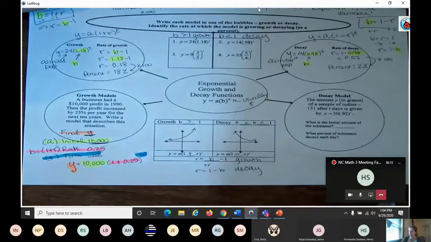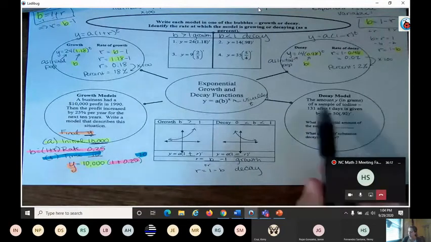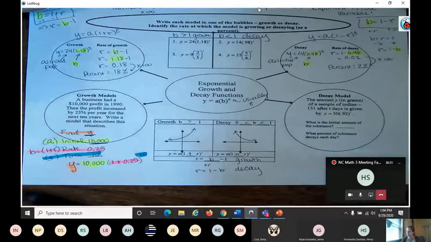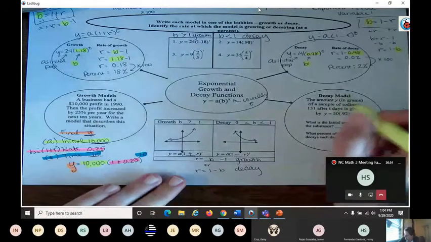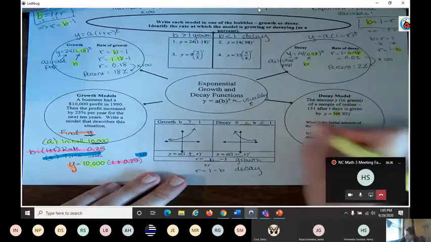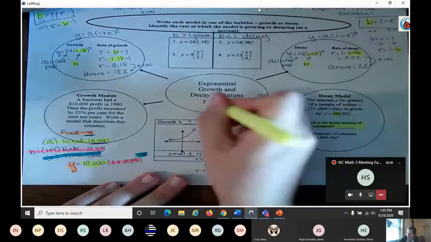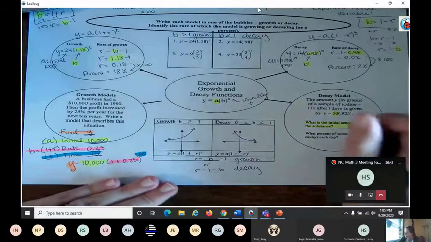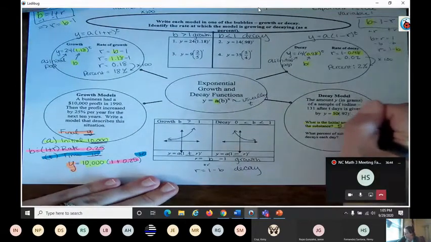In the decay model, they already give us the formula. It says the amount Y in grams of a sample of iodine 131 after T days is given by this particular formula. It asks what is the initial amount of the substance. So the initial amount, we said always goes right here. It's this A value. Okay, so it's the A value over here. So our initial amount is going to be 50, and it was in grams.